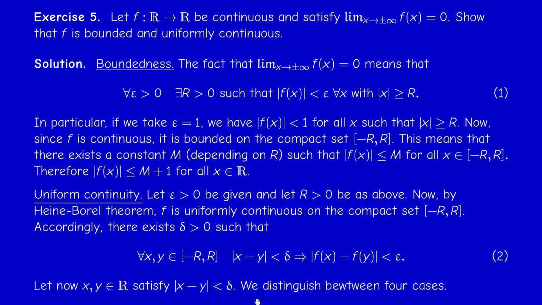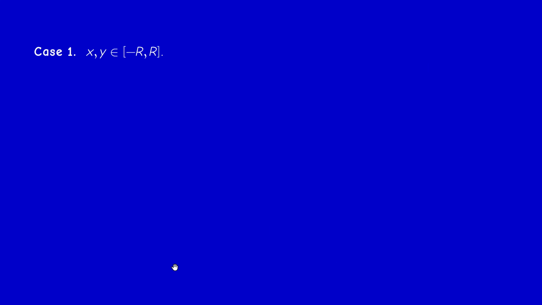Now, take the same delta, actually. We'll show that this delta works for every x, y. So we distinguish between four cases now. If we take any two arbitrary numbers, x and y, whose distance is less than delta, we have four cases. Either both are in between minus r and r, or both are outside, or one is inside and the other is outside.